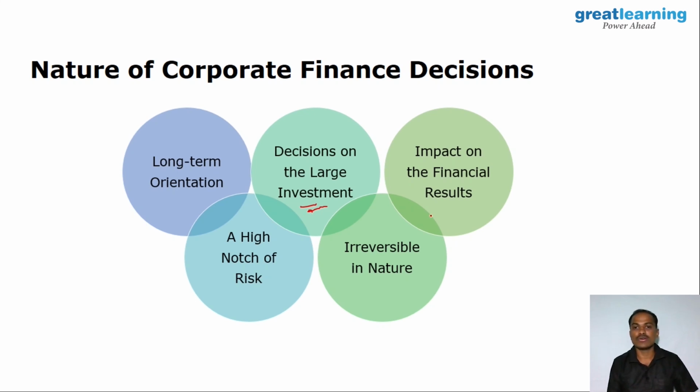Impact on the financial results. The decisions taken under the umbrella of corporate finance will have financial repercussions on the business. It will directly hit the top line or the bottom line. It may be the gross profit or the net profit.